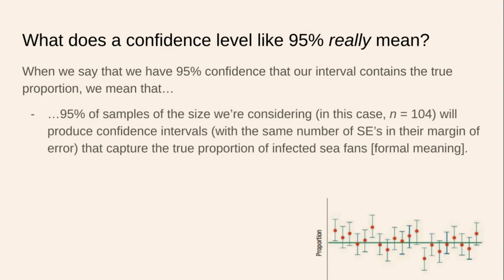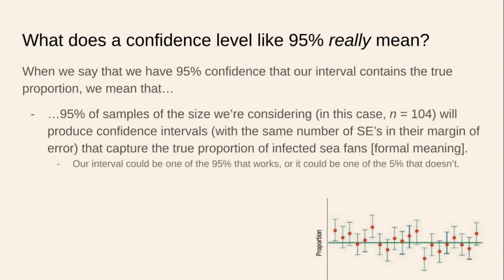95% of samples of the size we are considering, in this case our sample size of 104, will produce confidence intervals with the same number of standard errors in the margin of error, all things held equal, that capture the true proportion of infected C fans. Okay? Our interval could be one of the 95% that works, or it could be one of the 5% that doesn't.